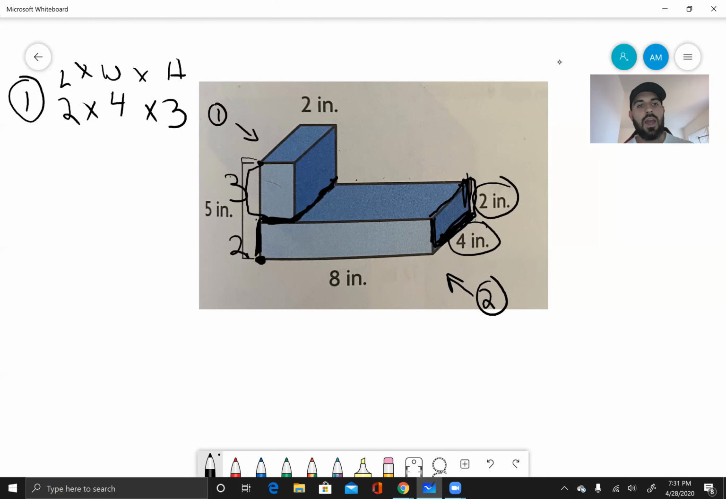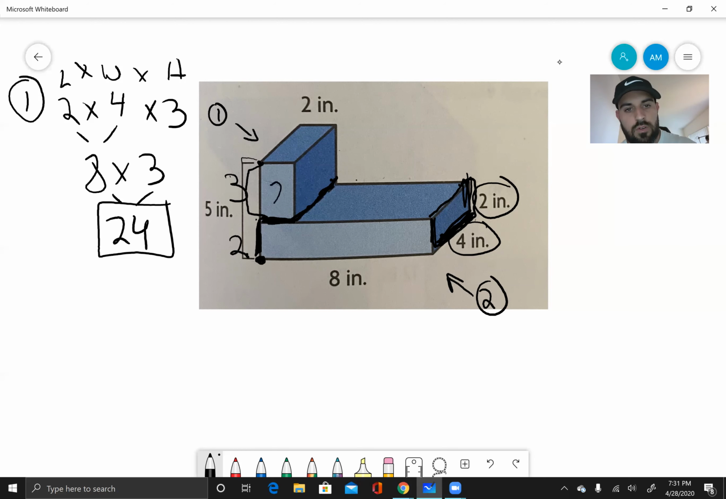All right? So I have the formula for figure 1. Length of 2 times width of 4 times height of 3. So let's find that volume. I know 2 times 4 is 8, and 8 times 3 is 24. So figure 1 has a volume of 24. Now, let's see figure 2.